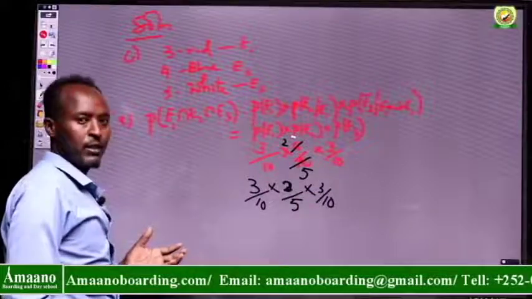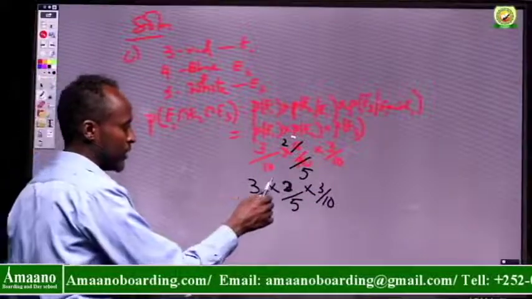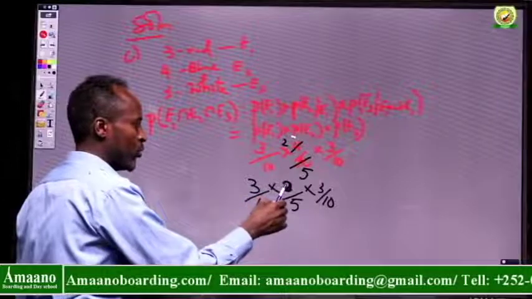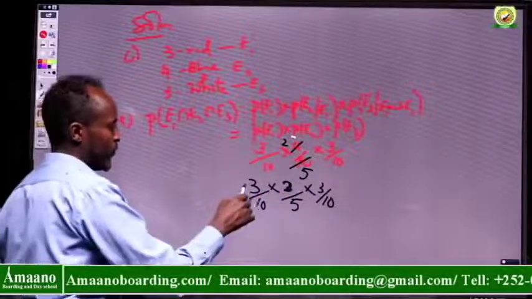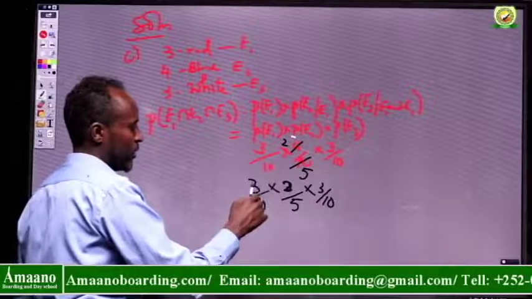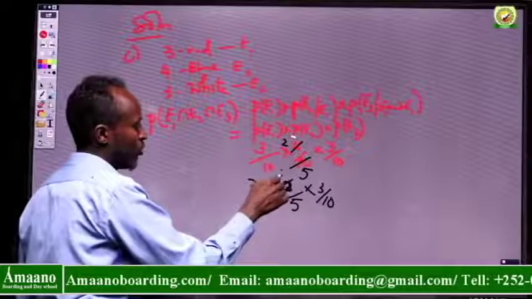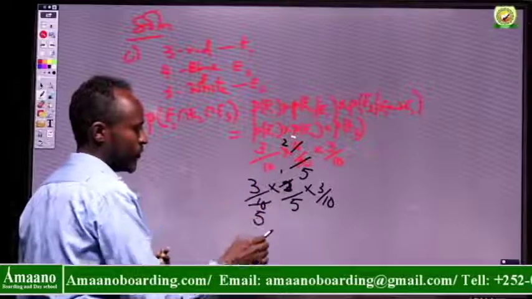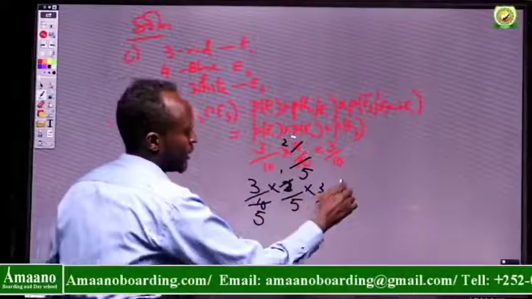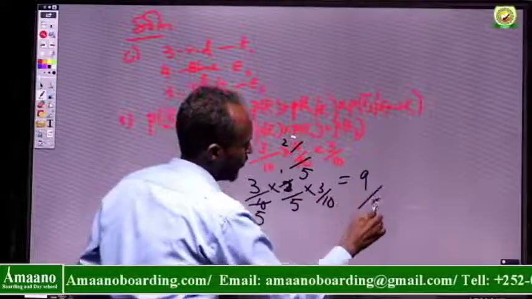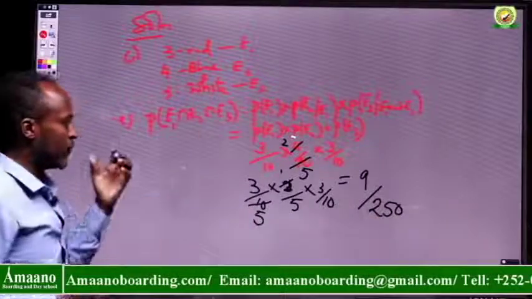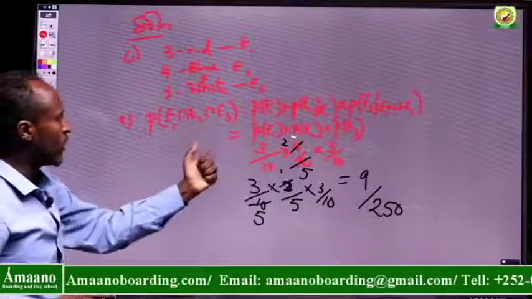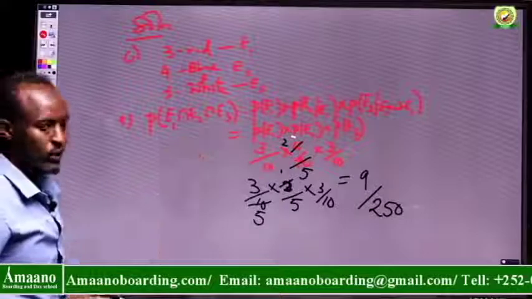If we multiply these numbers, 3 times 2 is 6, simplifying by 2 gives 1 and 5. 3 times 3 is 9, divided by 250. That's the probability of getting first one red, second blue, and third white.